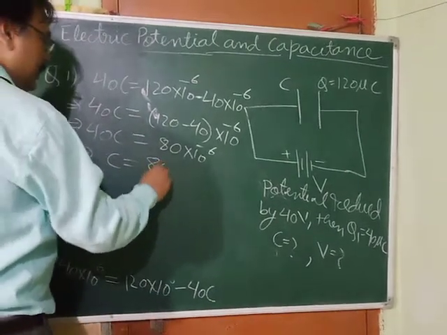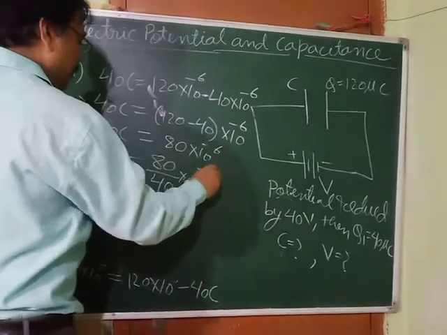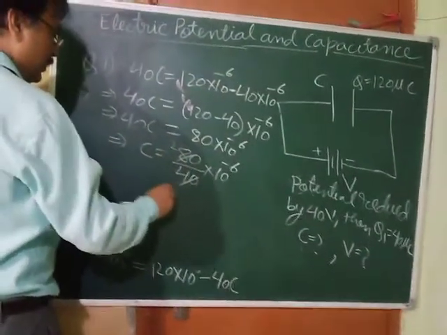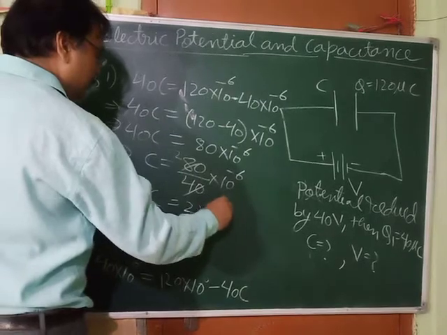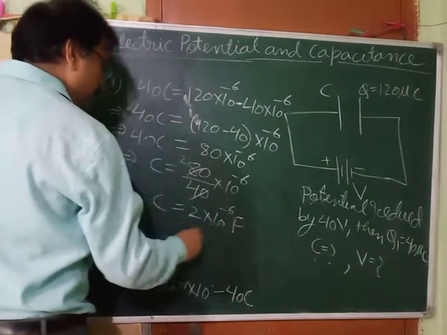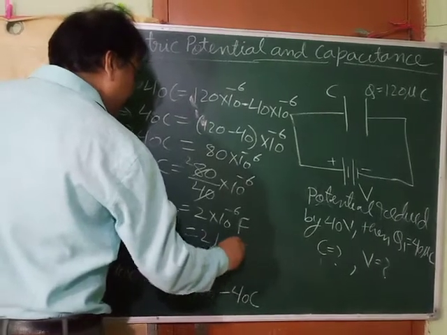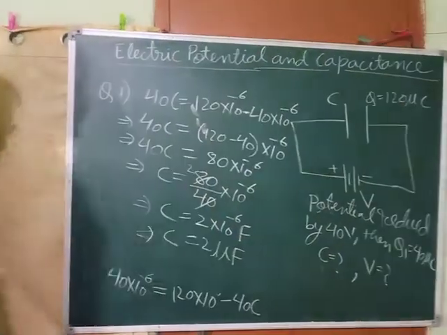We can get 80 upon 40 into 10 to the power minus 6. So 40 times 2 is 80. So finally, C is equal to how much? 2 into 10 to the power minus 6 farad, or we can write 2 microfarad. That is the capacitance of the capacitor that we got.